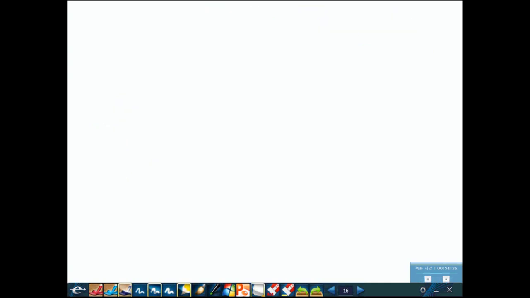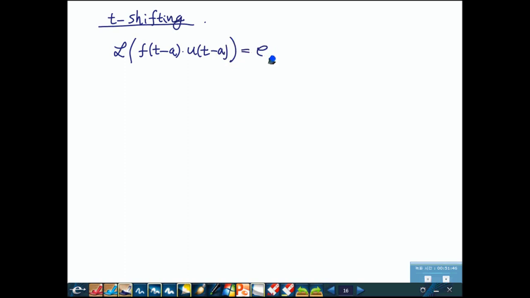So the second shifting theorem, which is t shifting, is this. So Laplace transform of f(t minus a) times u(t minus a) is e to the minus as F of s. Okay? So this is exactly the definition of shifting in time, right? It is multiplying an exponential function in the S domain. Do you see that?